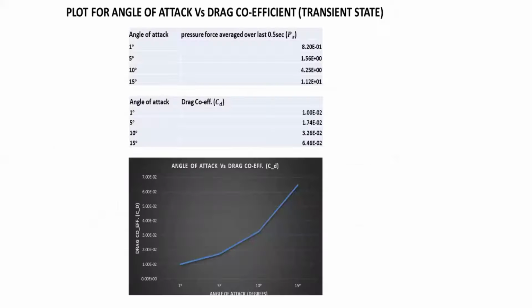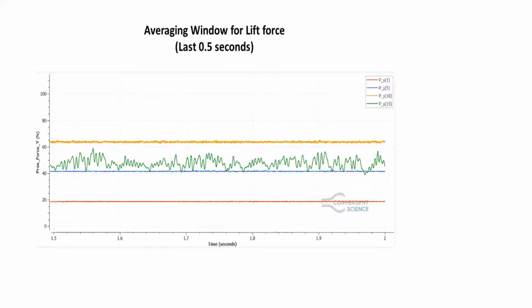So basically, this is the calculation I did. Angle of attack versus pressure force average over last 0.5 seconds. Then I calculated the drag force. Right? We all know the drag force coefficient formula. Calculated, used Excel, plotted the graph for 1 degree, 5 degree, 10 degree, and 15 degrees. So as the angle of attack is increasing, drag force is increasing. Very valid results. This is the averaging window for lift force.